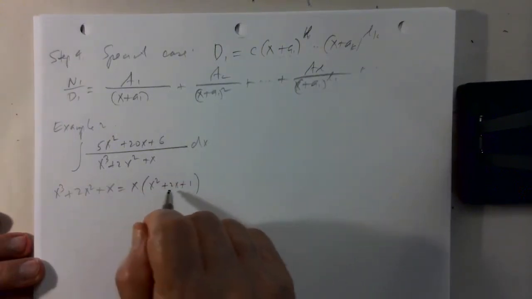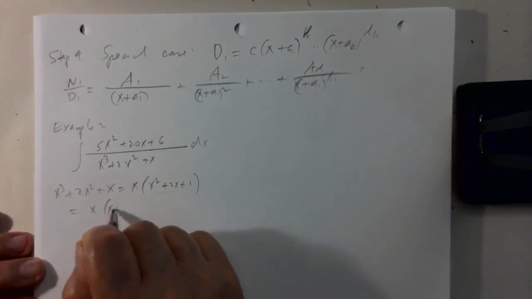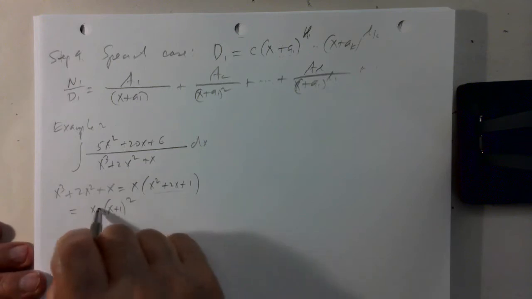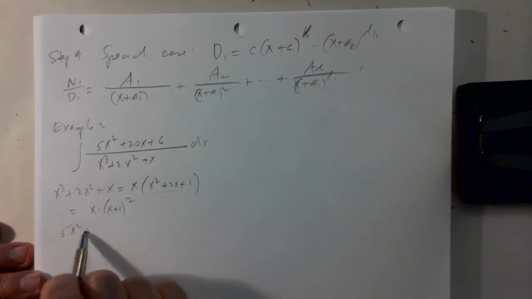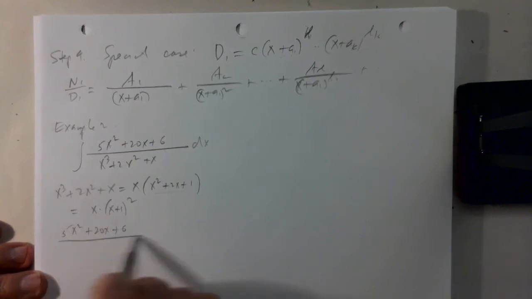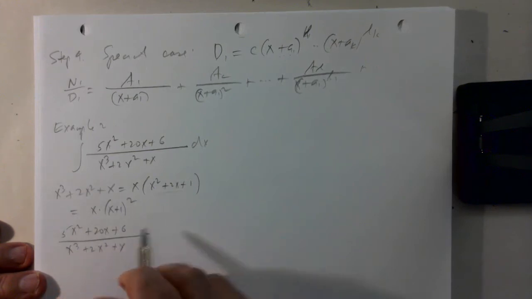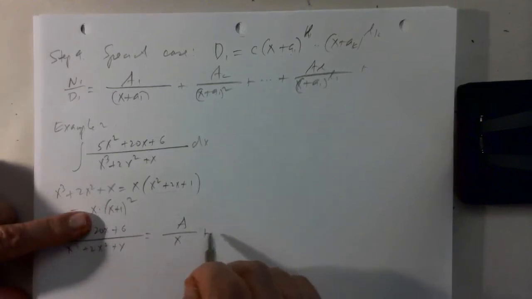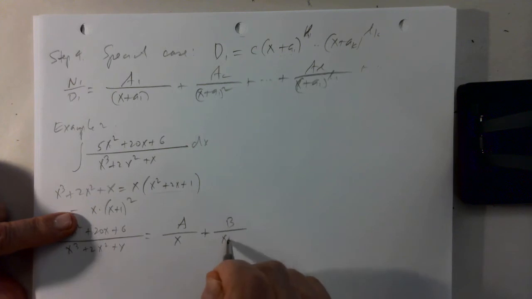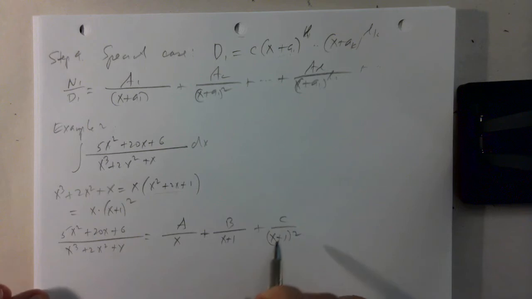We factor out an x, and then we see this actually factors. This is x times (x plus 1) squared. So we have two linear factors. So this rational function, (5x squared plus 20x plus 6) over (x cubed plus 2x squared plus x), we're going to have one partial fraction from the x, and from the (x plus 1) squared, we're going to get two partial fractions, an x plus 1 and an (x plus 1) squared, for some numbers a, b, and c.